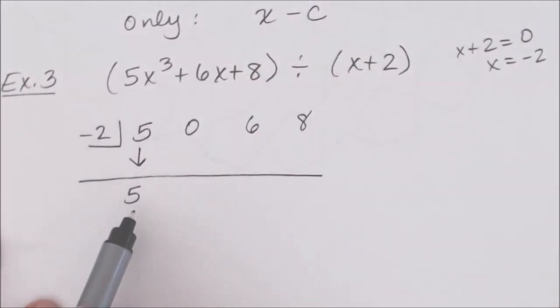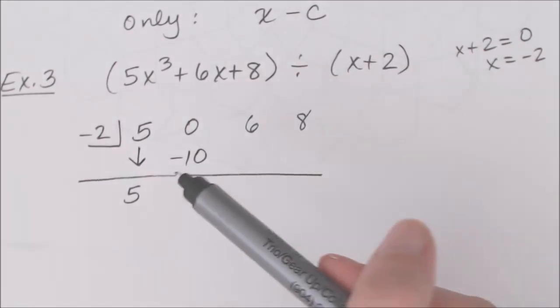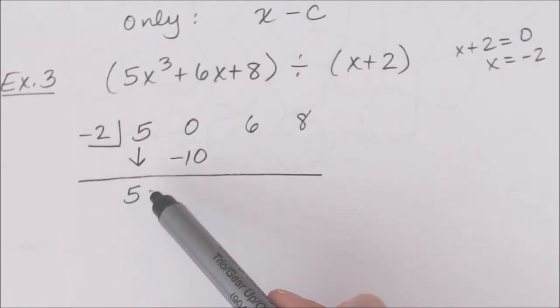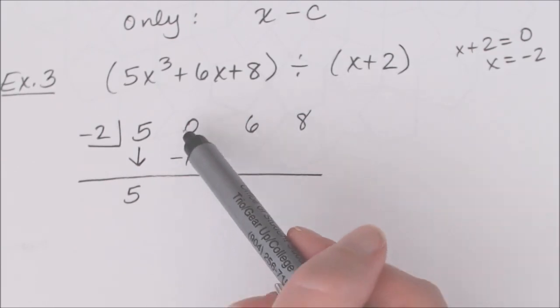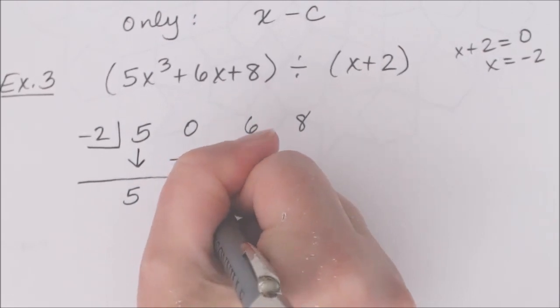So negative 2 times 5 is negative 10. Make sure you see what I did. I brought down the 5. I multiplied what was in the box times the 5. I got negative 10. Then I'm going to add these two numbers together. 0 plus negative 10 is just negative 10.